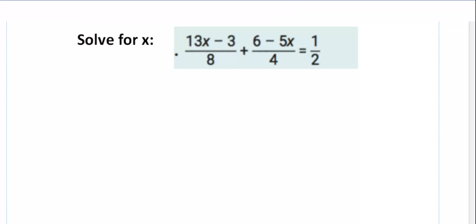All right. Next one. Requires a common denominator of 8. So turn them into 8s. So what do I do here?